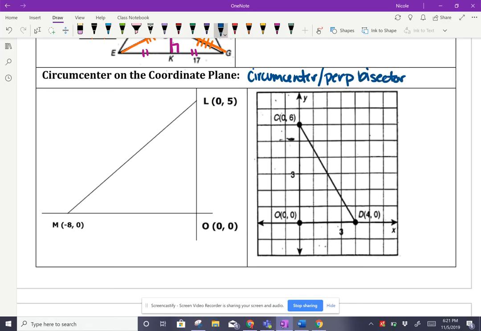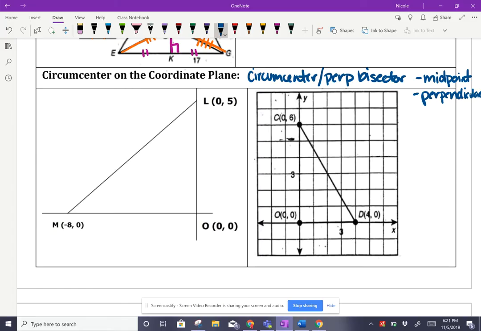So perpendicular bisector, things to remember about that. It happens at a midpoint and it's perpendicular. So that gives us two tools in order to find where our circumcenter is. And we don't need all three perpendicular bisectors. We only need two because those are all going to meet at the same place.